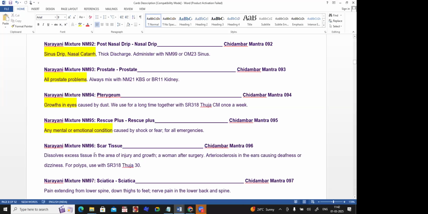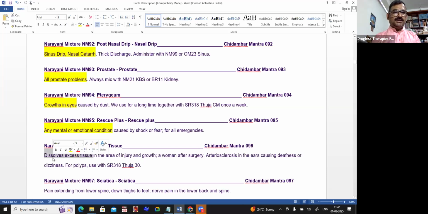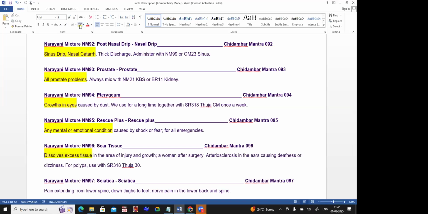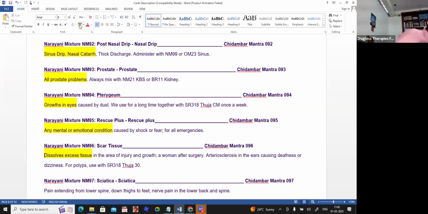Any mental and emotional condition: rescue, and dissolve excess tissue. So what is the difference between paramedic rescue and rescue plus? They have added aconite and crataegus, that's it. Paramedic rescue is 95. We have to see when we have a doubt, but all can be used. Rescue plus is 95, where they have added aconite and crataegus along with the rescue remedy, which covers most of the psychological conditions and heart problems.